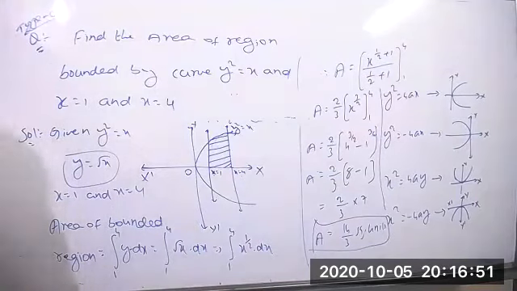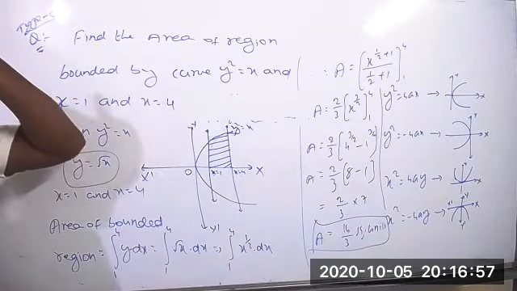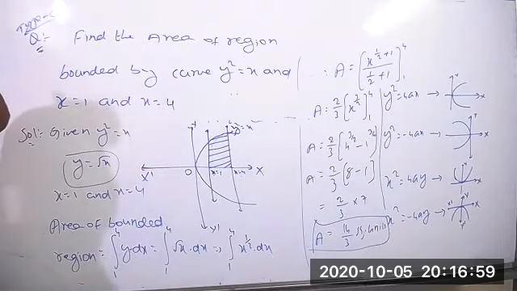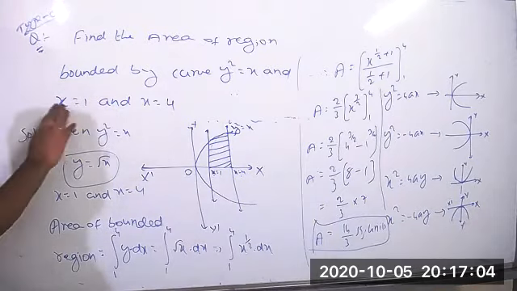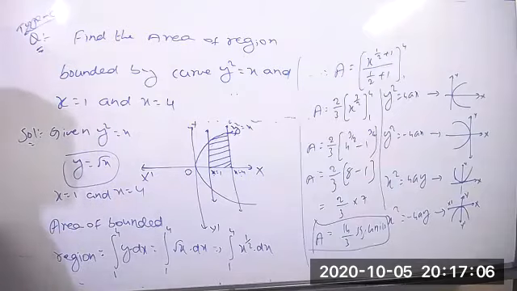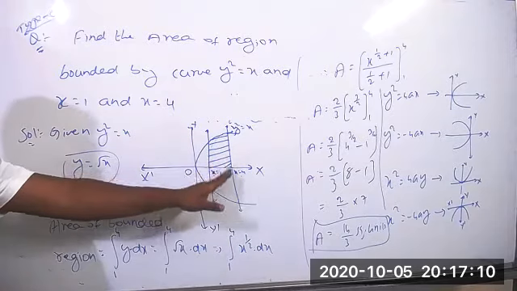Now what will we do? The second part is not there. They are asking directly only: find the area of the region bounded by the curve y square equal to x and x equal to 1 and x equal to 4. That's all they gave. That means we have to find these two parts directly.